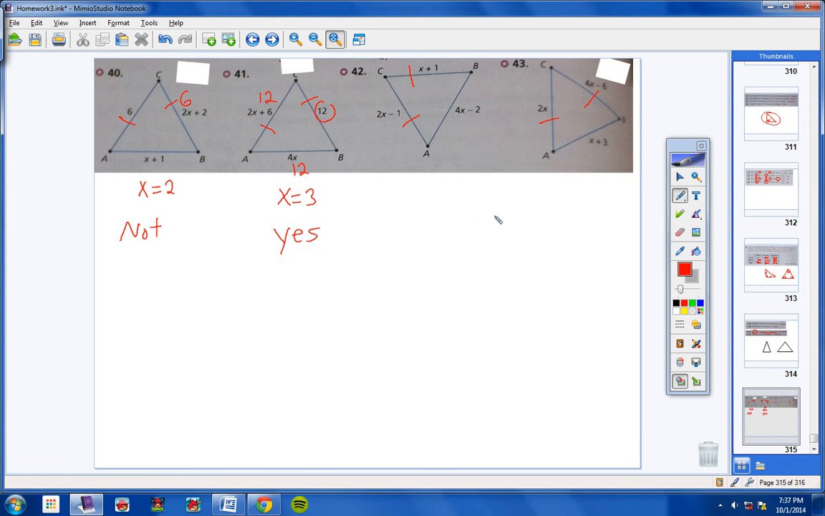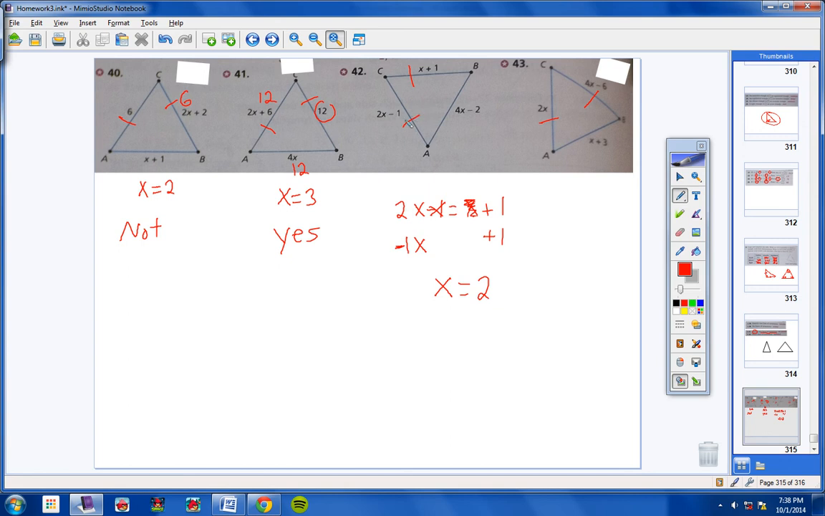Okay? Number 42. This side here is congruent to this side here. So I would say 2x minus 1 equals x plus 1. And let's bring this negative 1 over and make it a positive 1. Okay. Let's bring this positive x over and make it a negative x. Let's see what we're left with here. 2x minus 1x would be x, or 1x if you want to put the 1 there, that's fine. And then 1 plus 1 would be 2, so x equals 2.